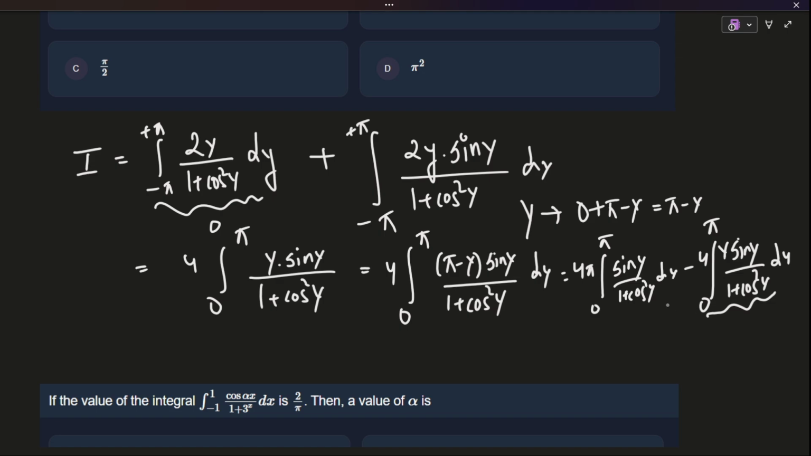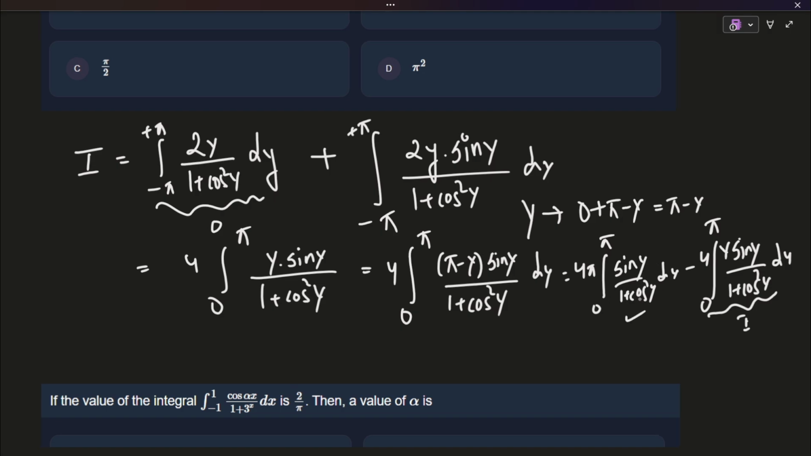Now, this is the integral you started with. This is your I, right? So take this I to the left-hand side. 2I should be equal to this integral, and this integral is easily solvable by using cos y equals t. So King's property is so useful. So even-odd property and King's property together will solve most of your problems.